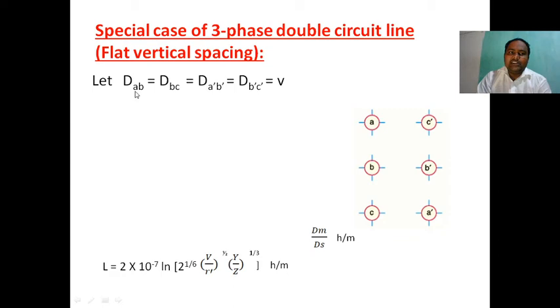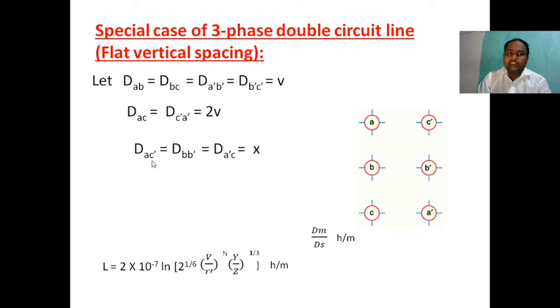So let the distance be DAB. What is the DAB? The distance between conductor A to B, conductor B to C, conductor A dash B dash, conductor B dash C dash, means A to B, B to C, A dash B dash, B dash C dash, having the distance V. Let it be. So the distance between conductor A to C, and A dash to C dash: if A to B is V, B to C is V, then conductor A to C becomes the distance 2 times V. In a similar manner, A dash to C dash also has the same distance, that is 2V.